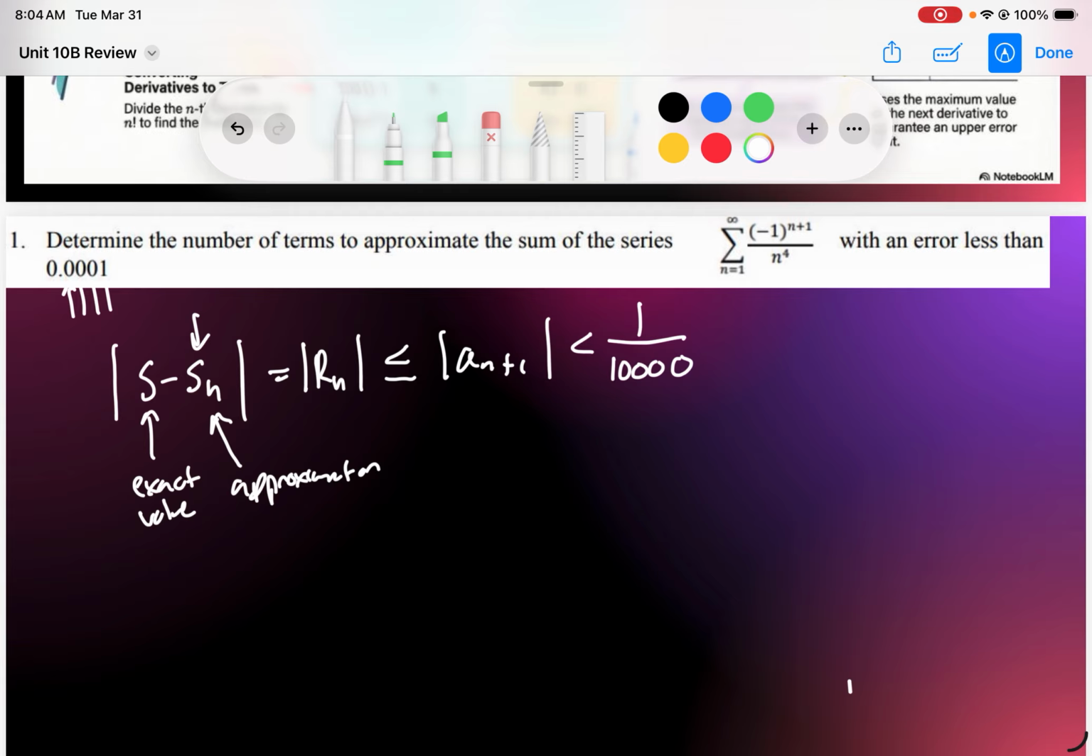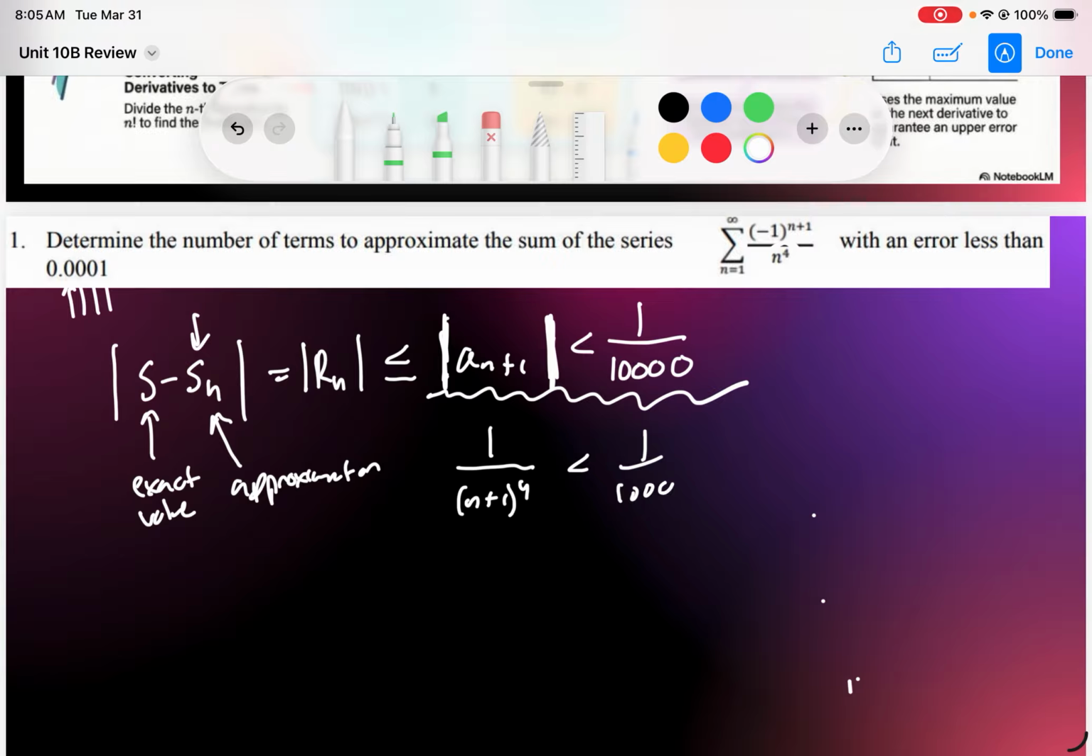Now this is the part that I really care about. I'm going to solve for n. This is the absolute value of the next term of the sequence. So the alternating component in that series goes away, and I just have 1 over n plus 1 to the power of 4. Because that's what this would be, right? So that's less than, I'm going to find out what makes that less than 1/10,000. So here, just algebra, multiply both sides by the denominators.